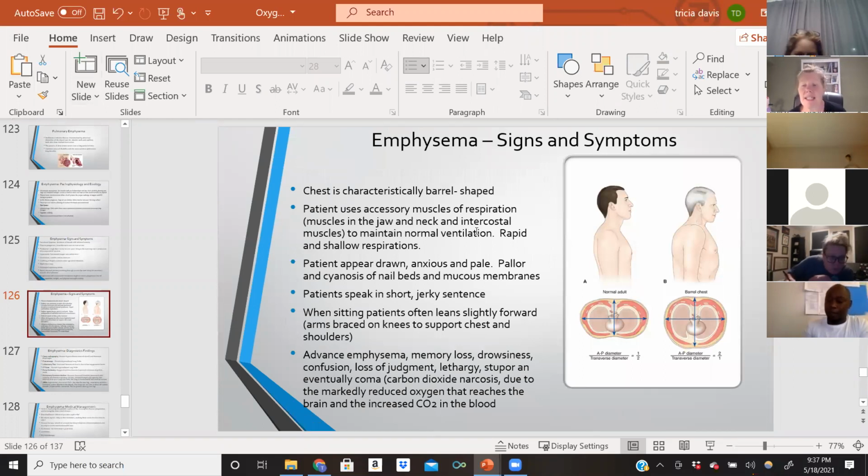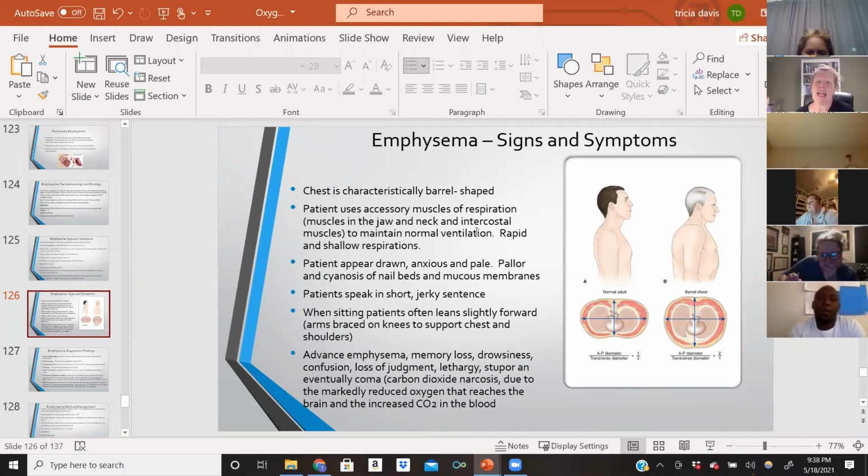So there's a great example of a normal adult compared to the patient with barrel chest, and that is exactly what they look like. Their chest is characteristically barrel shaped. They use those accessory muscles in the jaw and the neck and those intercostal muscles. They have rapid, shallow respirations. The patient is going to appear drawn. They're going to be anxious because they can't breathe, and they're usually pale.